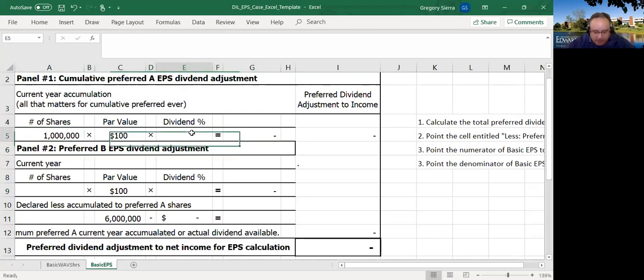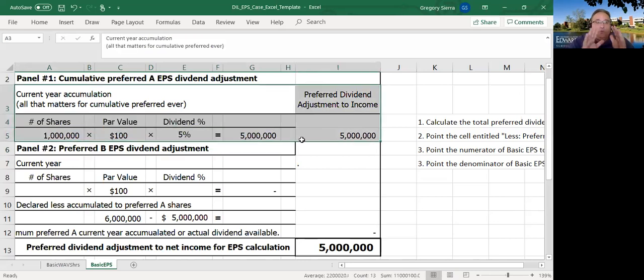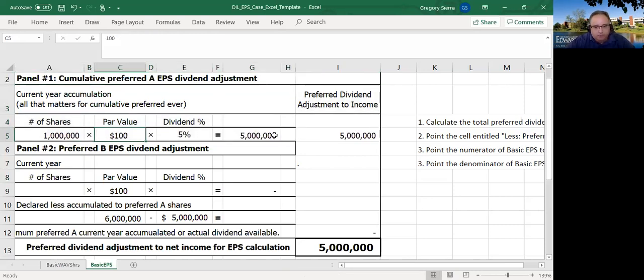Okay, so in the problem, it tells you that there are 1 million shares and a 5% dividend for the cumulative preferred. So the first thing we're doing is the cumulative preferred. Now, when you have cumulative preferred, we don't care about dividends in arrears. We don't care if a dividend was declared that was less than the current year's accumulation. We ignore all that and go straight to calculating the current year's accumulation, which is the number of shares times the par value times the dividend rate. So for the cumulative preferred, it's 5 million.